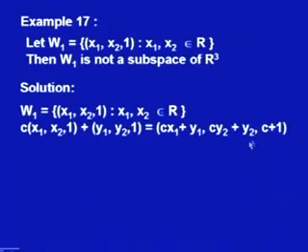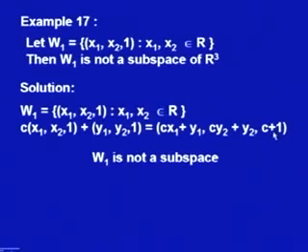So this is not a subspace because we want the third component to be 1. Now this will be 1 only when C is equal to 0. For a general value of C, this will not be 1, and that is why this right hand side will not belong to W1. This linear combination does not belong to W1, and we say that W1 is not a subspace.